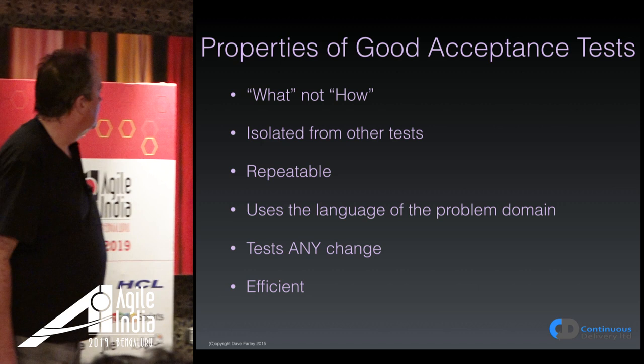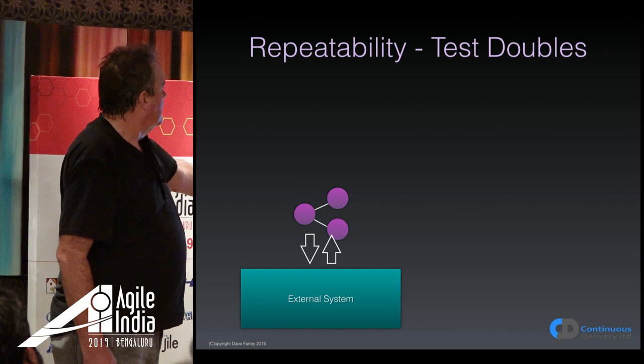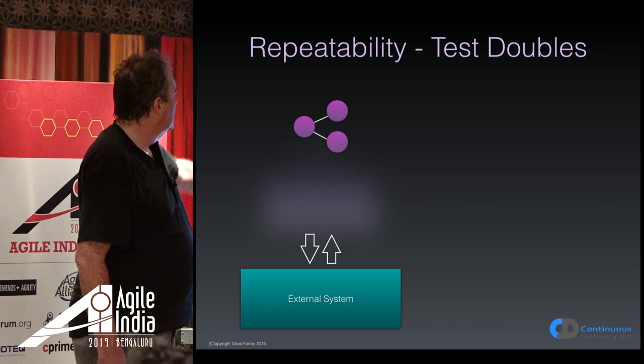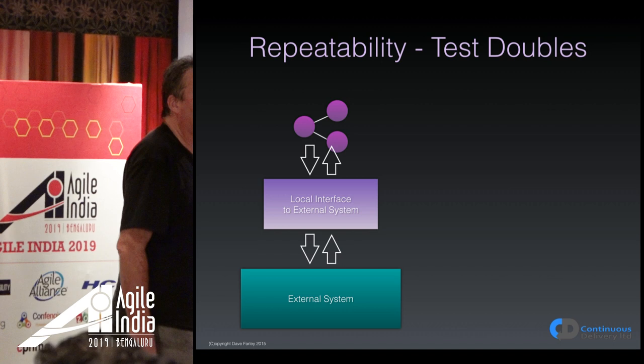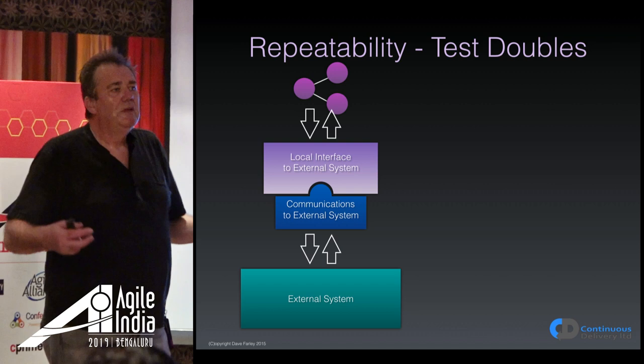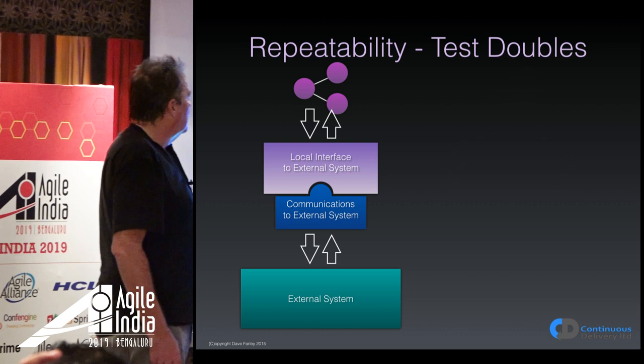Next, we want our tests to be repeatable. So here's our system. Is an external system. Here's our system under test, the bit that we're interested in. Here's the kind of the level of isolation in our code that isolates that from the rest of the system. And here's the kind of interface, the sockets layer or the REST API or whatever it is. And we want to fake those things.